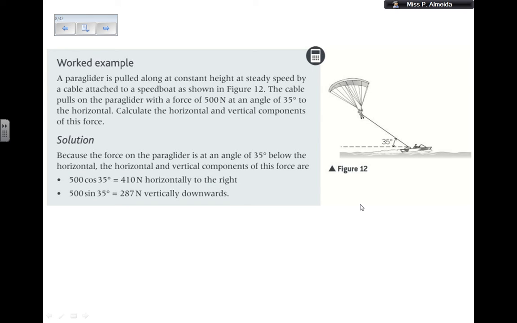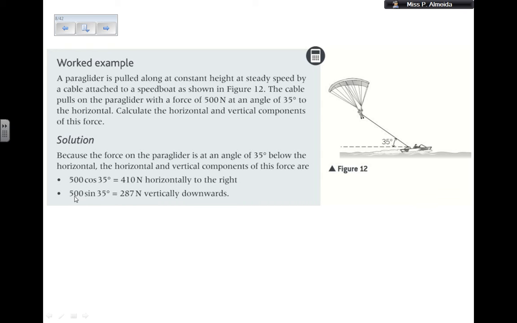So Fx, the horizontal one, is going to be F times the cosine of 35, which is the angle. So 500, the resultant force, the total force, times the cosine of 35. This would give me 410 newtons horizontally to the right. Look that I'm saying the direction of the vector. And then the other force that I have in here is going to be the hypotenuse times the sine of that angle.